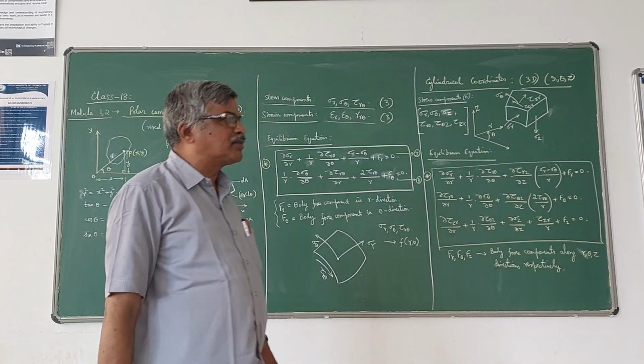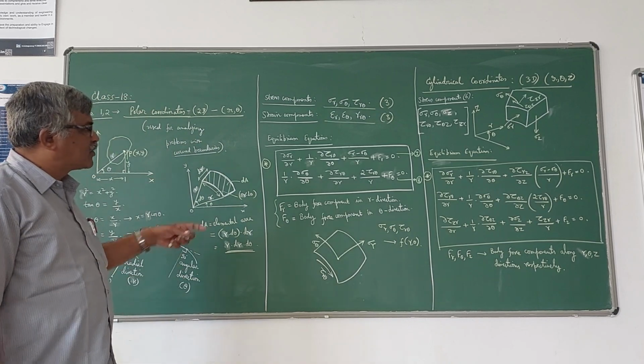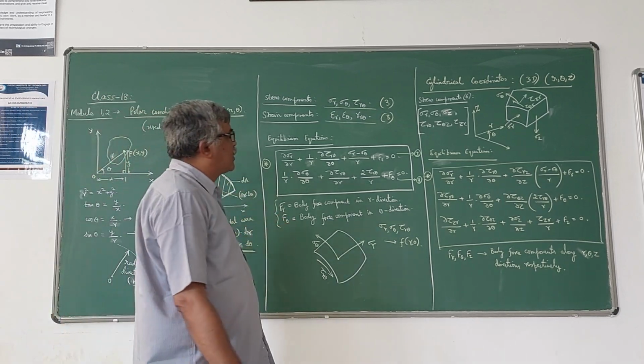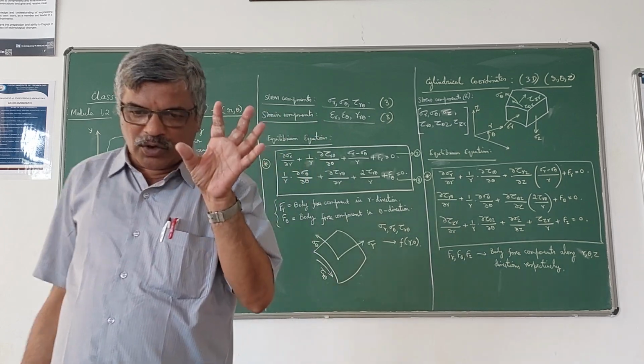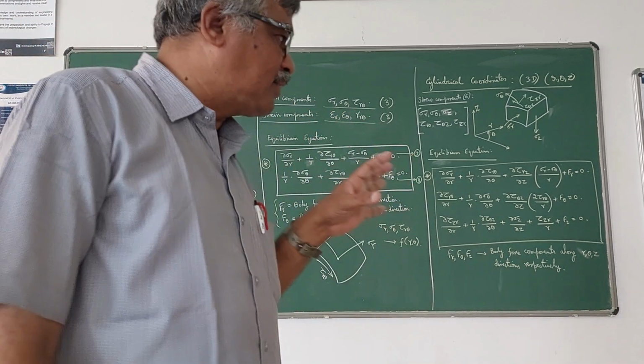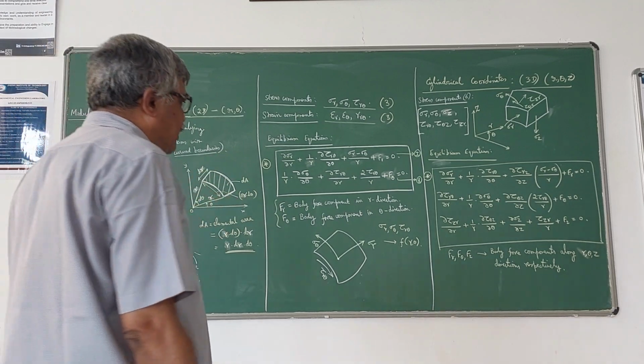So we have done problems in Cartesian coordinates. Similar problems may be given in polar coordinates. Now this is about polar coordinates. That means only two coordinates will be there, r and theta, one linear and one angular.